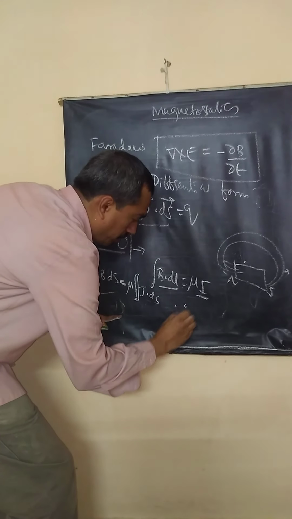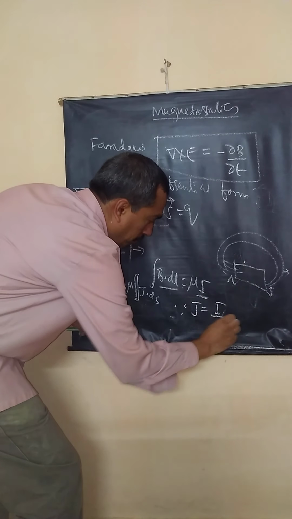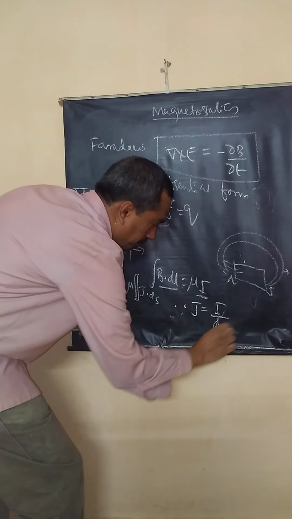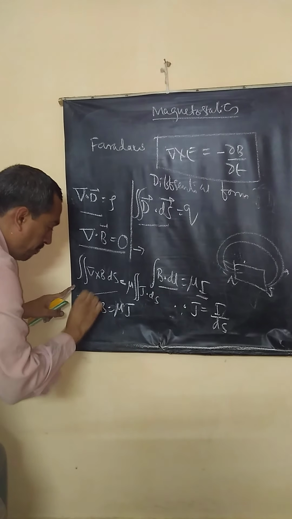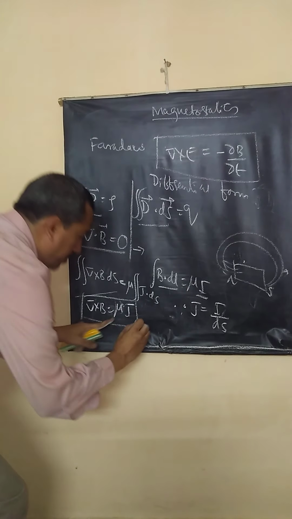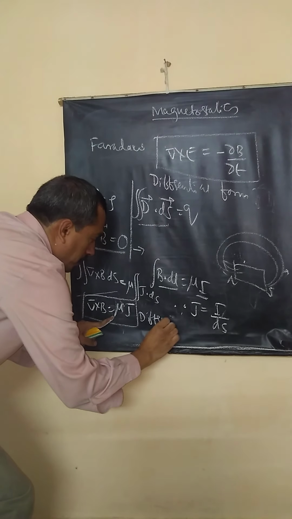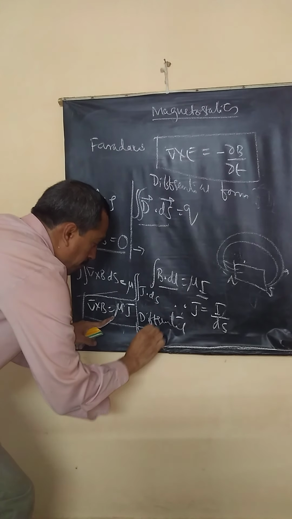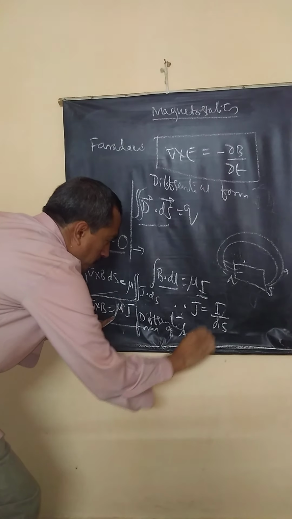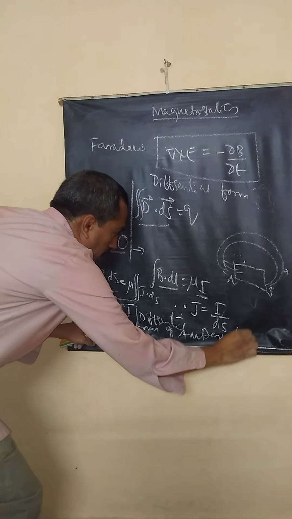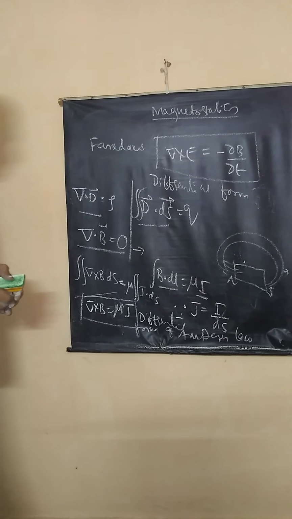I is what? Because J is equal to current per unit area, I is J into ds, like a surface integral. So from this I can write del cross B is equal to mu J. This is the differential form of Ampere's law. Correct? So now we listed three equations: Gauss law of electrostatics, Gauss law of magnetostatics, Ampere's law.